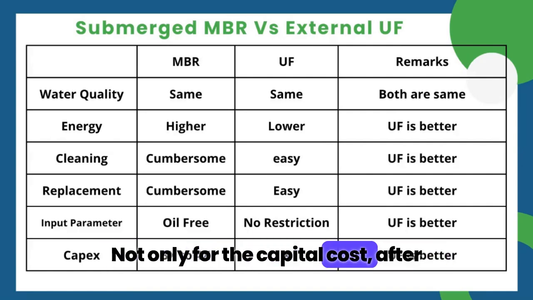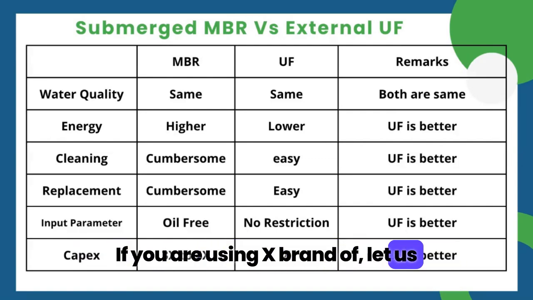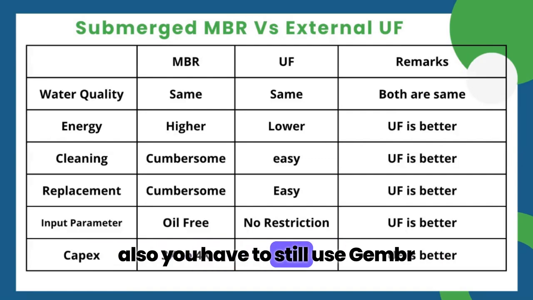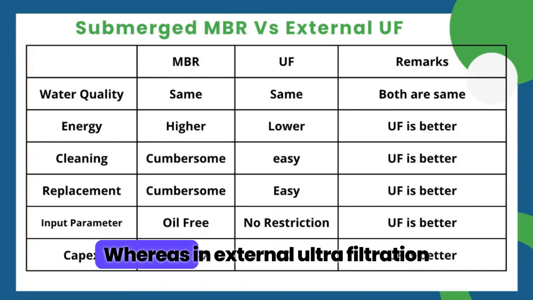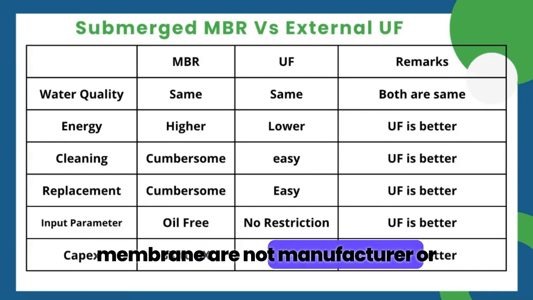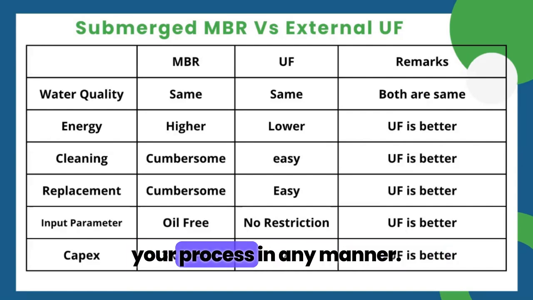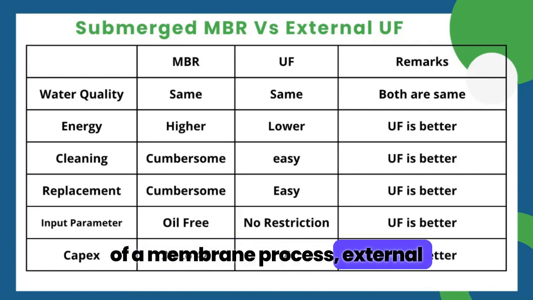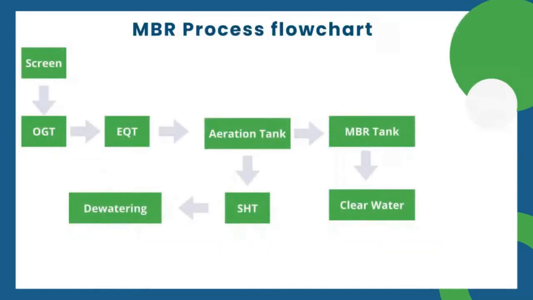Not only for the capital cost, but after 5 years, after 10 years, whenever the membrane comes up for replacement, let us say you have used GE membranes, GE MBR, when you are replacing also, you have to still use GE MBR only. It's very difficult to retrofit with another manufacturer's membrane. Whereas with an external ultrafiltration membrane, you are not manufacturer or brand dependent. You take out this membrane without affecting your process in any manner, right? So by all means, except for the fancy of a membrane process, an external UF membrane is much, much better as compared to a submerged MBR.